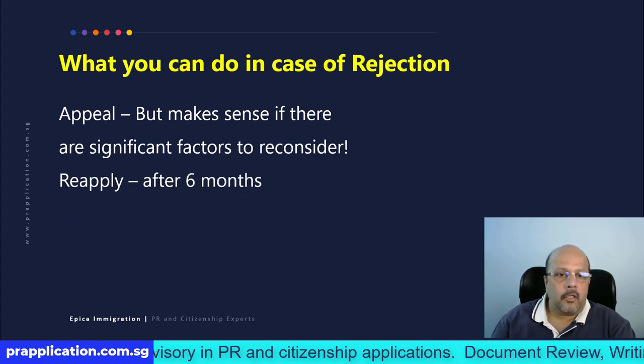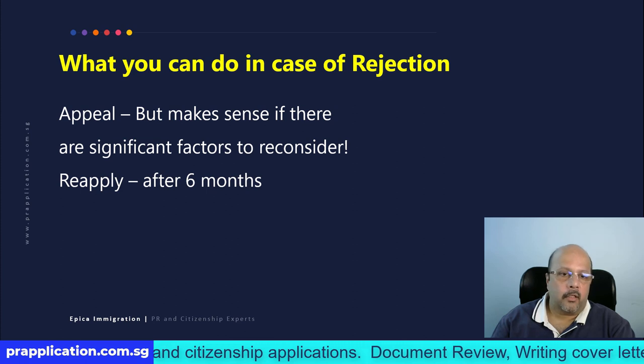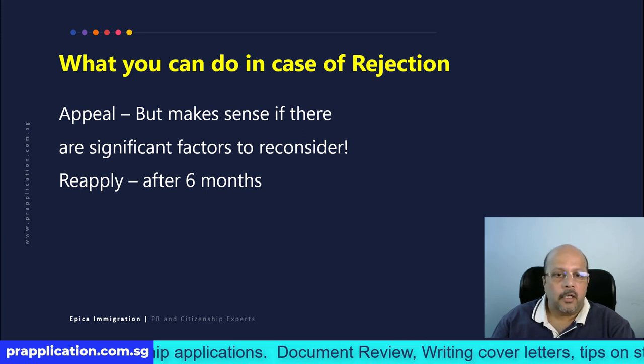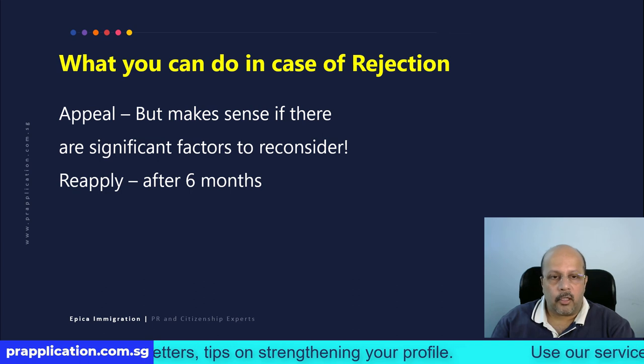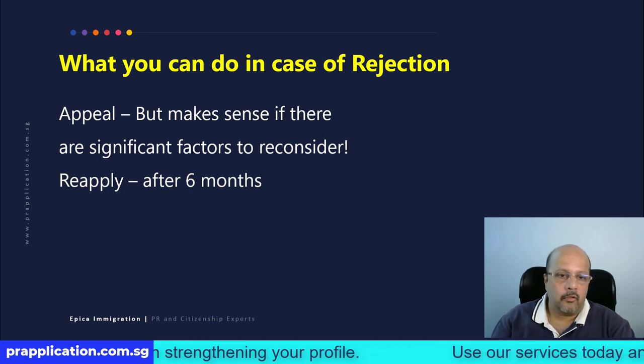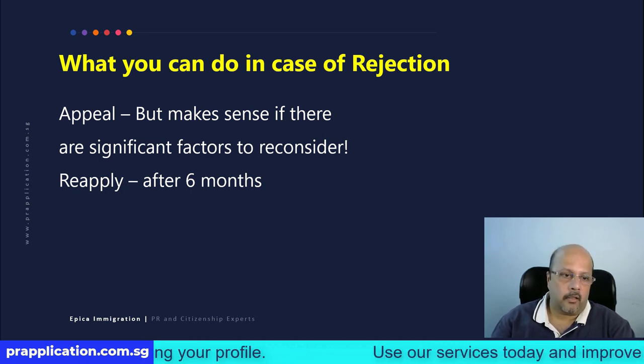In that case, you will be filing an appeal for the sake of filing, but the result will be the same. And the other option is you can reapply after 6 months. So you can wait for 6 months and then apply again. By that time, maybe your salary has increased a bit, and at the same time your stay in Singapore has also increased. So because of that, you will get better chances.